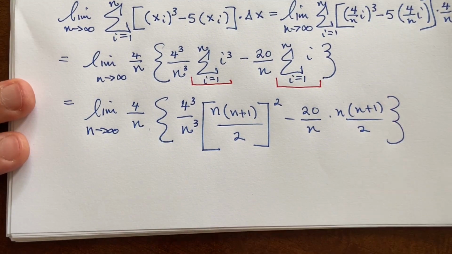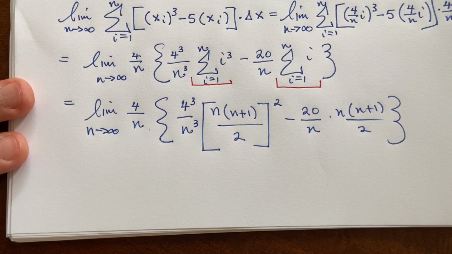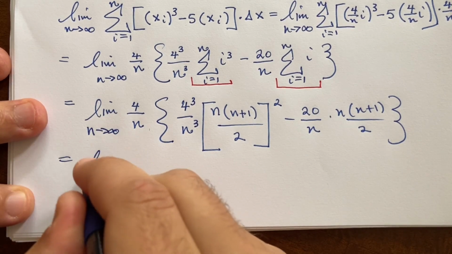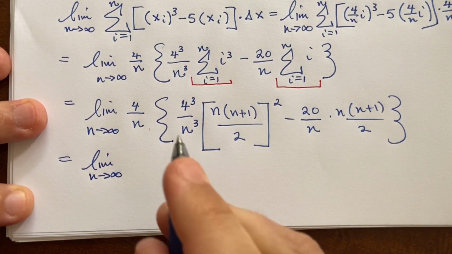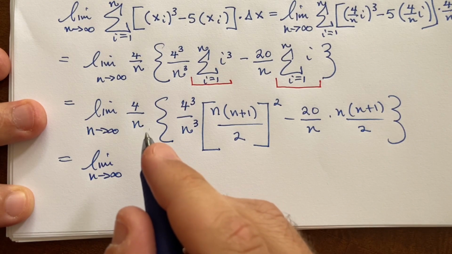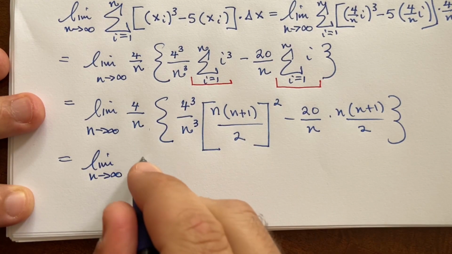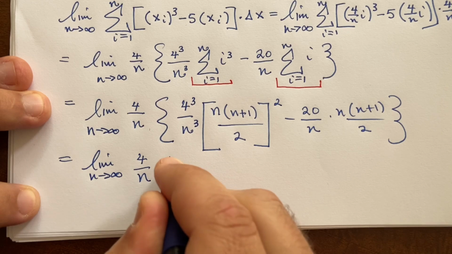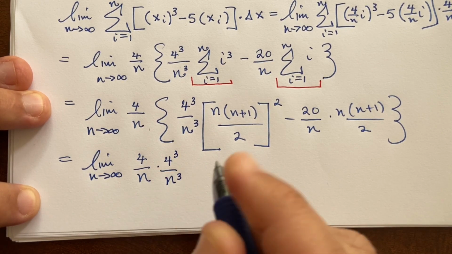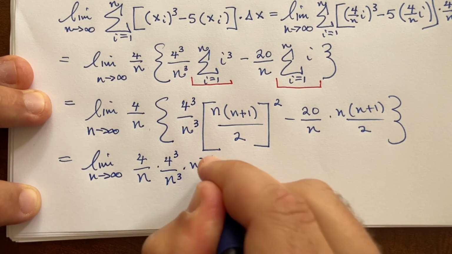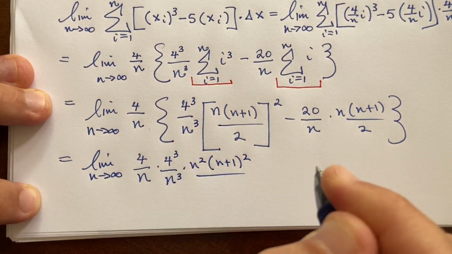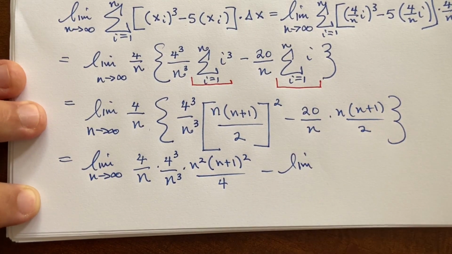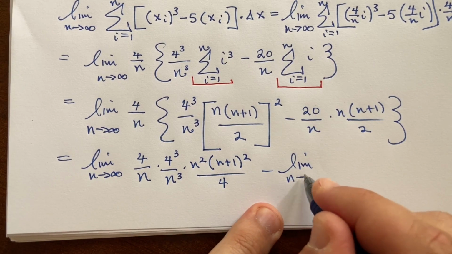Okay, a lot of details here. Okay, simplifying a bit. Let's see, so 4 over n times 4 cubed over n cubed times n squared. Going ahead and just squaring things. This is now over 4, minus. So I'm passing this limit across this difference now.